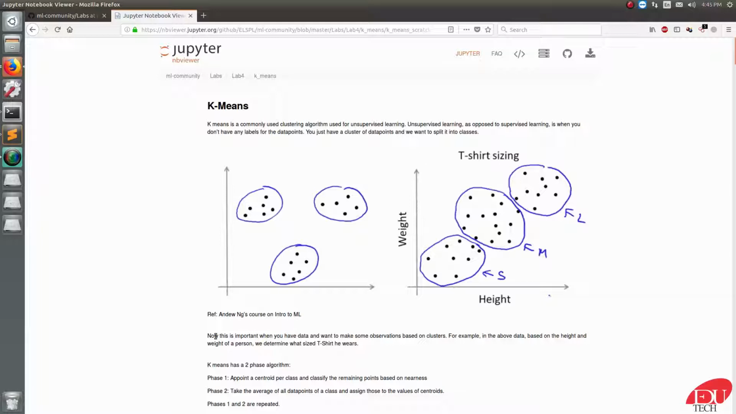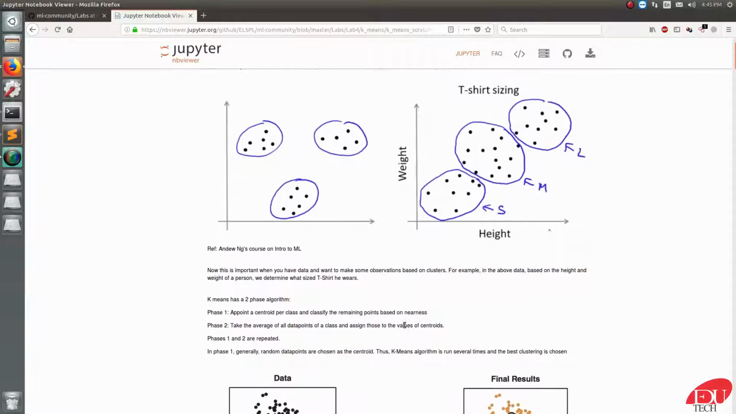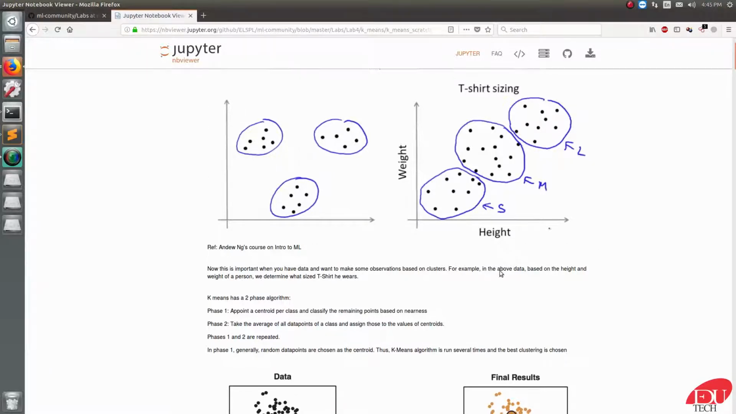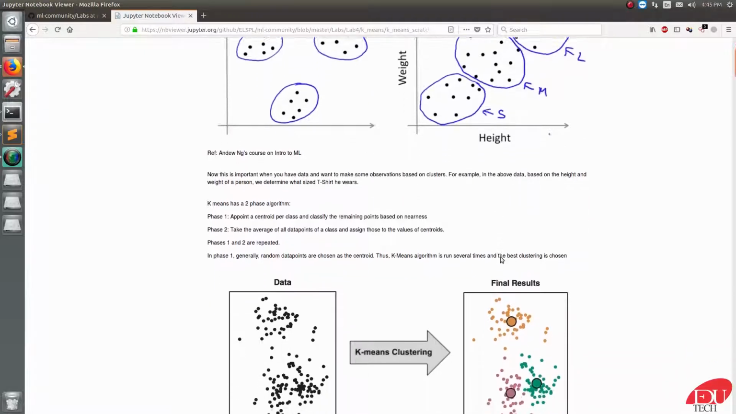If we say that we need to find two clusters, maybe it will go for this as one cluster and this as another cluster. But we don't have any labels, and so of course there's no wrong or right answer here. And this is a classic example of the use of k-means. The reference is Andrew Ng's course on Intro to ML, so have a look at it, it's pretty good.